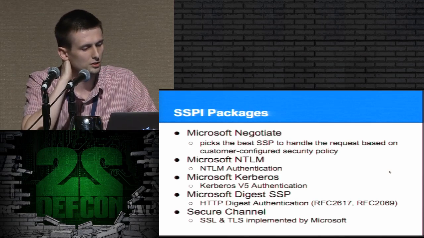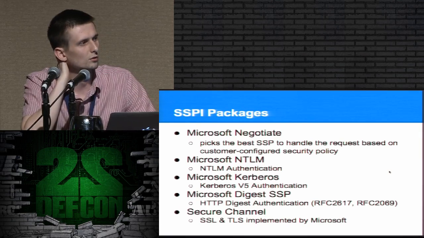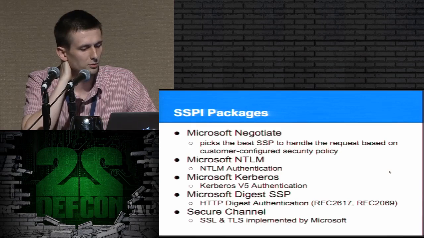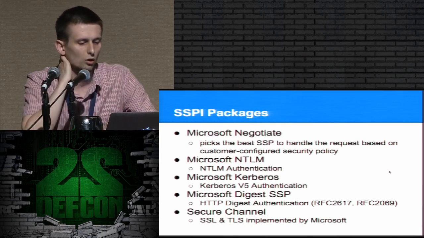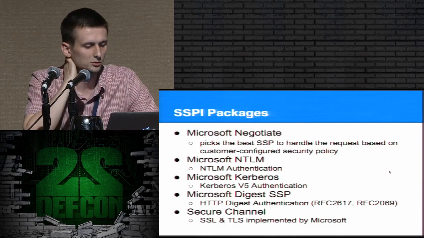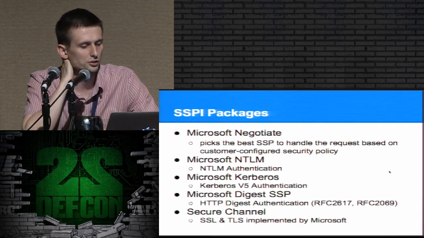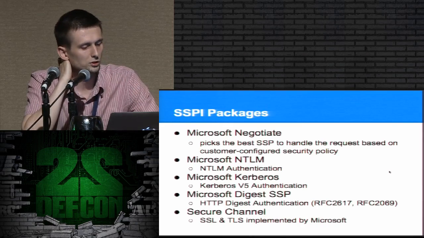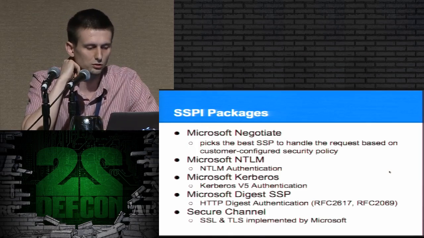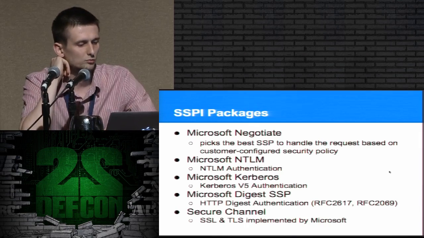The second package is Microsoft NTLM. Everybody, I think, knows what it is. Then there are Microsoft Kerberos and Microsoft Digest SSP. Digest SSP is currently not widely used, but in the past it was used to authenticate users on mail systems like the POP3 protocol, or for example HTTP digest authentication. And the Secure Channel package is just the implementation of SSL or TLS by Microsoft.